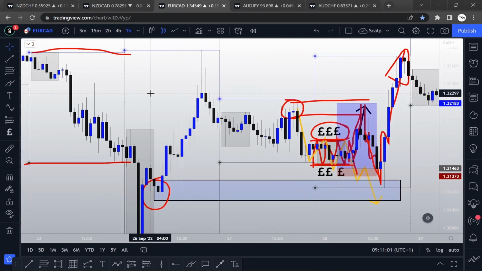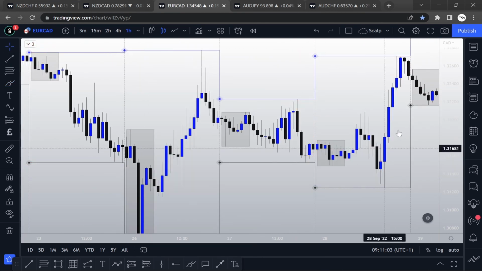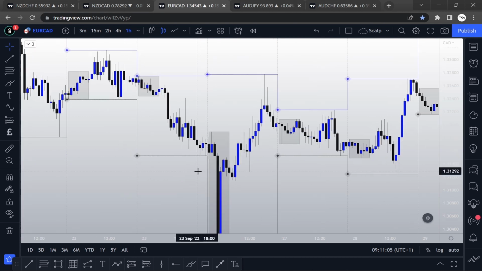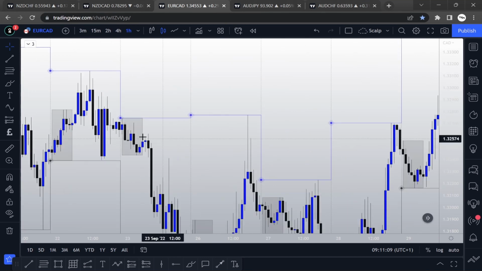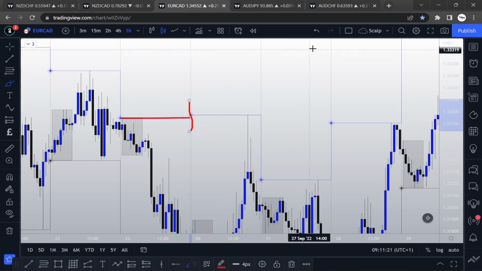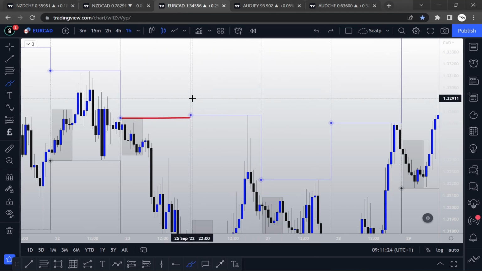Okay, so let's remove all these drawings and find more areas in the market where liquidity gets grabbed. Now, pay attention to this level. Each of these lines is a high. This is a daily high right there. A new day started over here. A new day started over here like so.